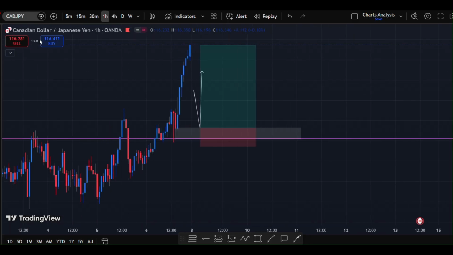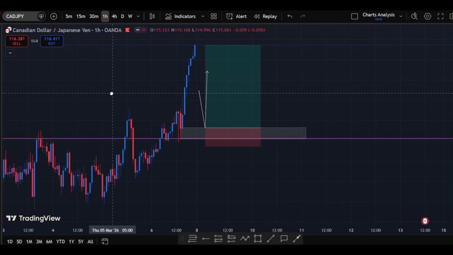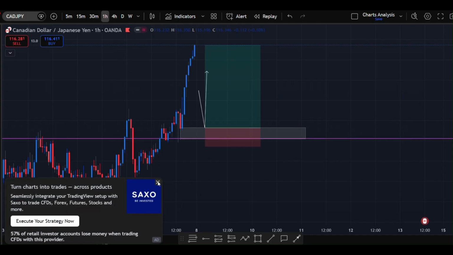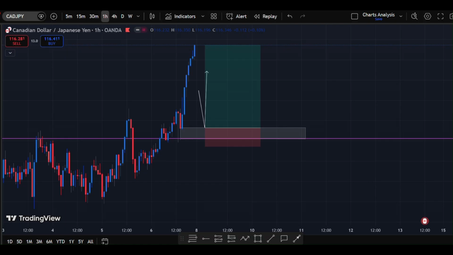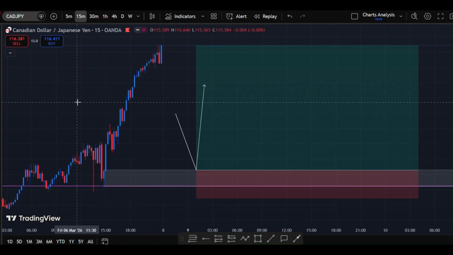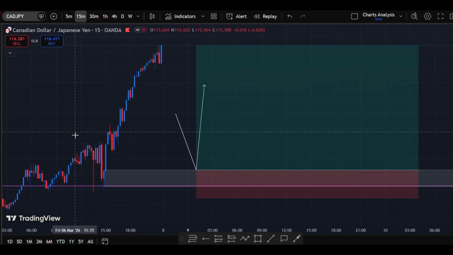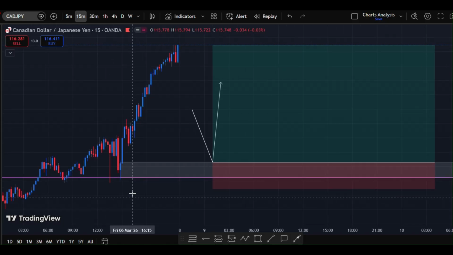So the next pair I'm looking at is CAD JPY. What am I looking for here? Well, we have broken structures and then a massive push to the upside. I'm looking for candles with a big push and huge momentum, with imbalances as well. As we can see, this is a 15-minute time frame now. You can see this last candle here, which I marked here. This is my last candle.